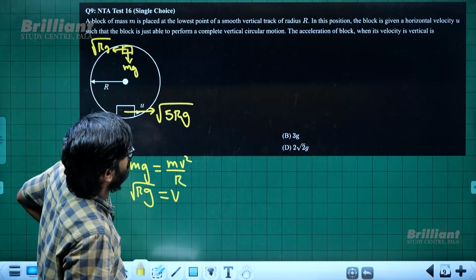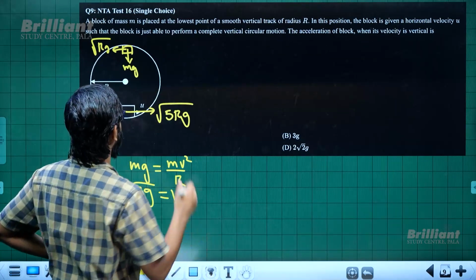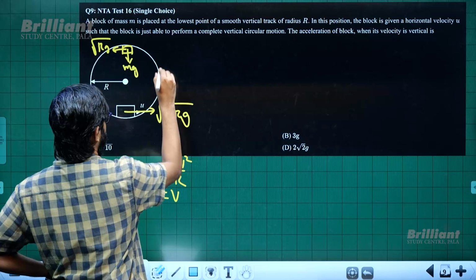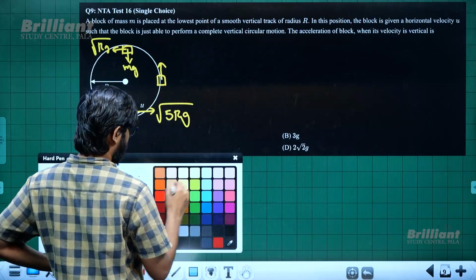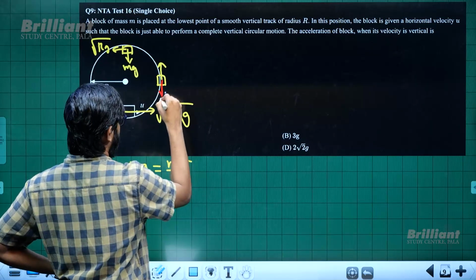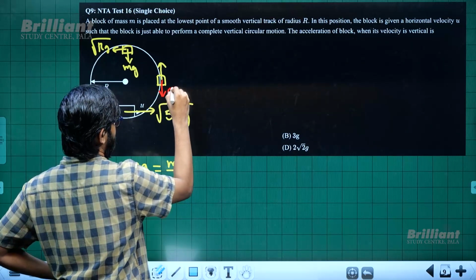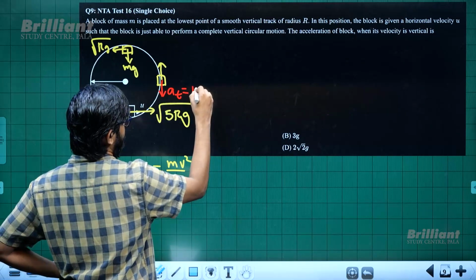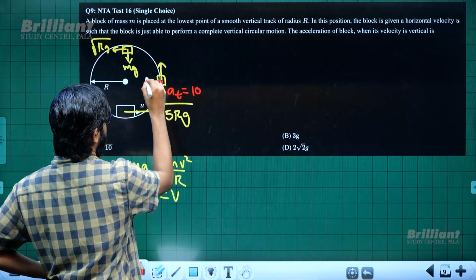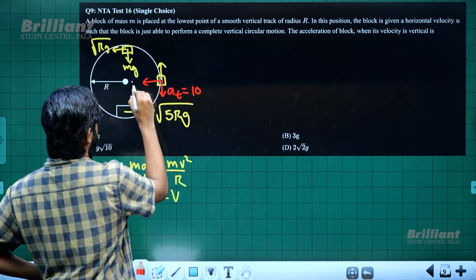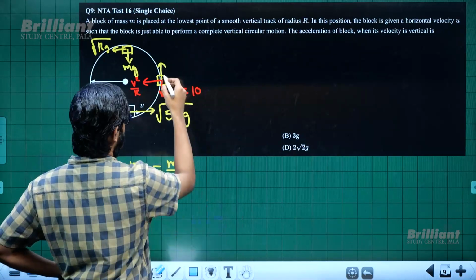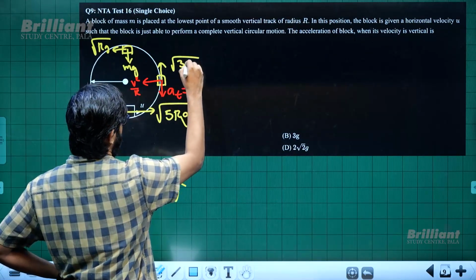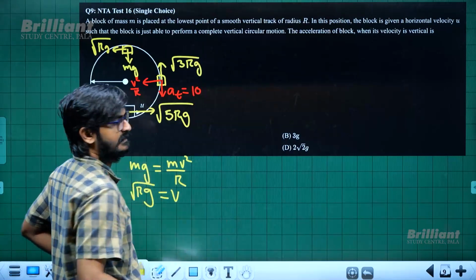Okay, the acceleration of the block when its velocity is vertical. When its velocity is vertical, that is this position. At this position, how many accelerations will be there? There will be tangential acceleration. Mg will be there downwards, so tangential acceleration will be g downwards. Now, apart from that, there will be centripetal acceleration. How much will be centripetal acceleration? V square by r. Now, how much will be the speed here? Speed here will turn out to be root of 3 rg by mechanical energy conservation.